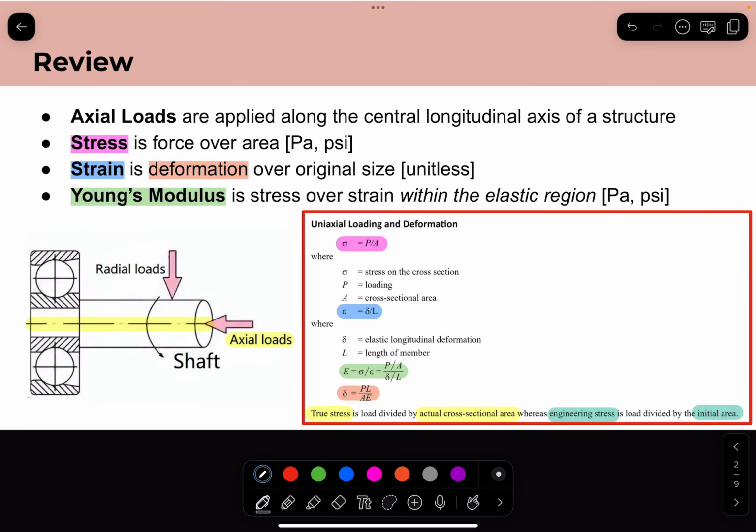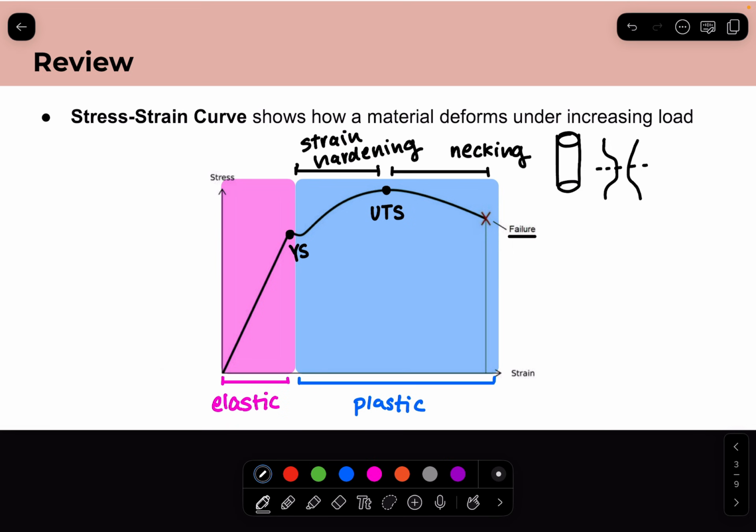So, in summary, axial loads are along the longitudinal axis of the shaft. You'll need to know about stress and strain, which are derived from deformation, and both stress and strain are related by the Young's modulus within the elastic region. The stress-strain curve represents how material deforms under increasing loads. There are various regions, like the elastic region and the strain hardening and necking regions within the plastic region.